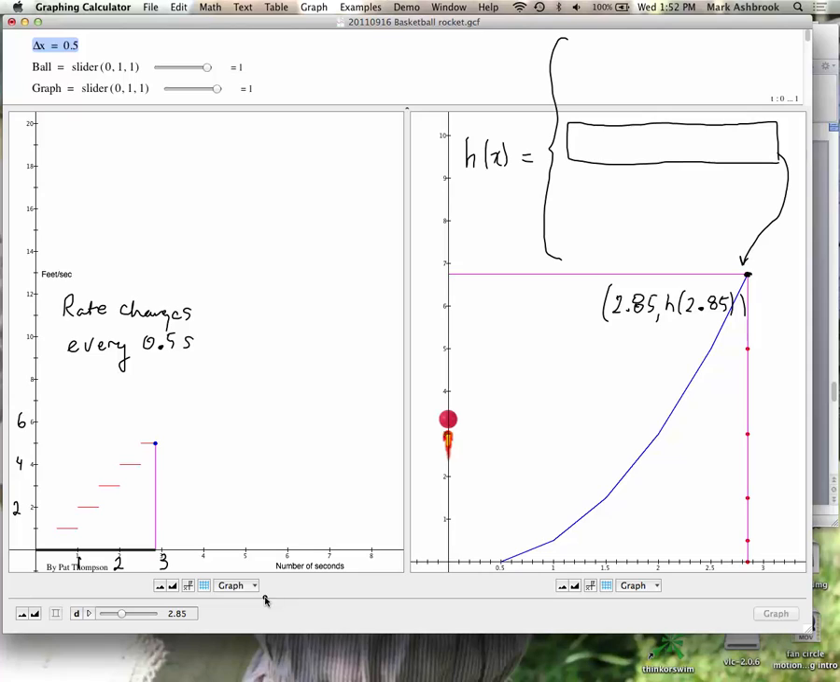Remember that the rate changes every half second. So there are your values on your axes. Every half second, the rate changes. So what's the current rate of the basketball at 2.85 seconds? 5. So it's going to be 5 times x minus 2.5, the starting value of time in this interval. How'd you do? Get it?